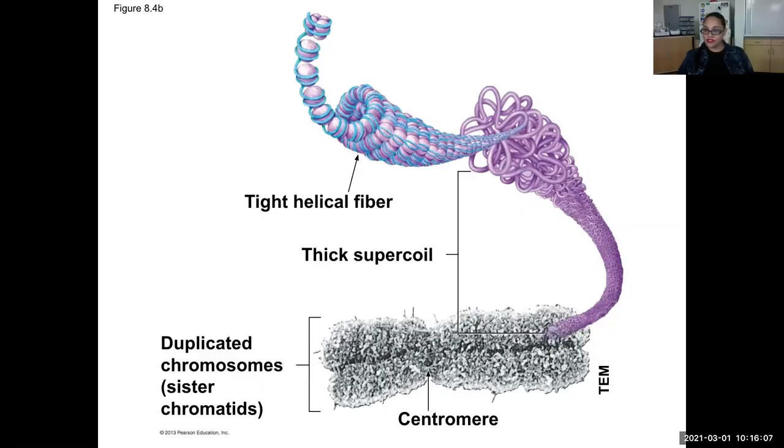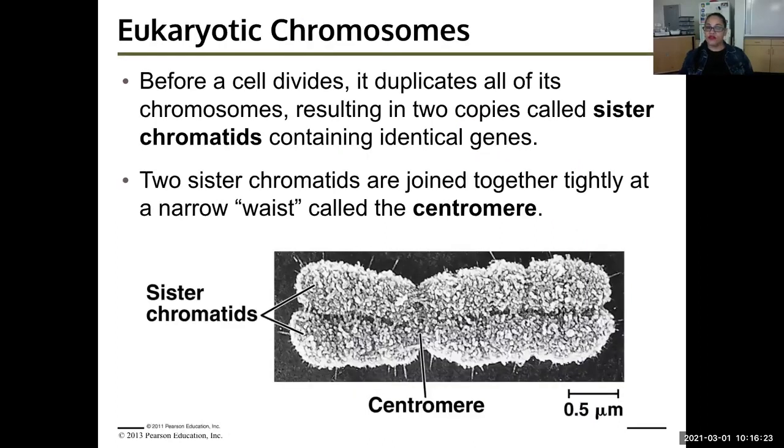When it looks like an X, it's already been duplicated. Each half is called a sister chromatid, and the middle part is called a centromere, which are important vocabulary words as we get into the process of mitosis and meiosis. So before a cell divides, it duplicates all of its chromosomes, resulting in 2 copies called sister chromatids. And each contains identical genes. 2 sister chromatids are joined together at a narrow waist called the centromere.